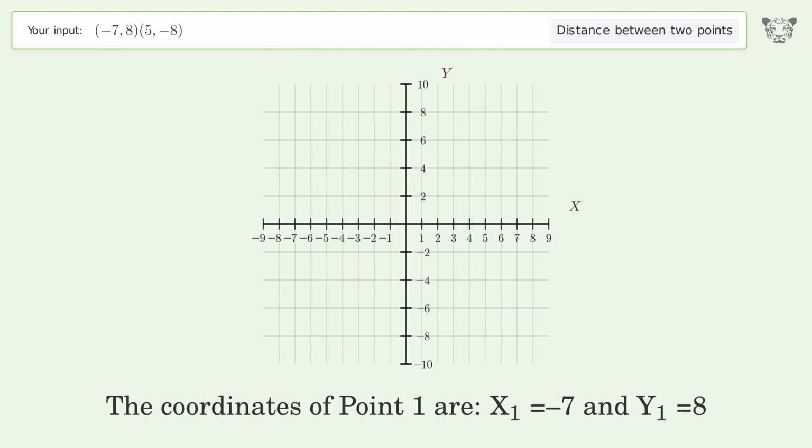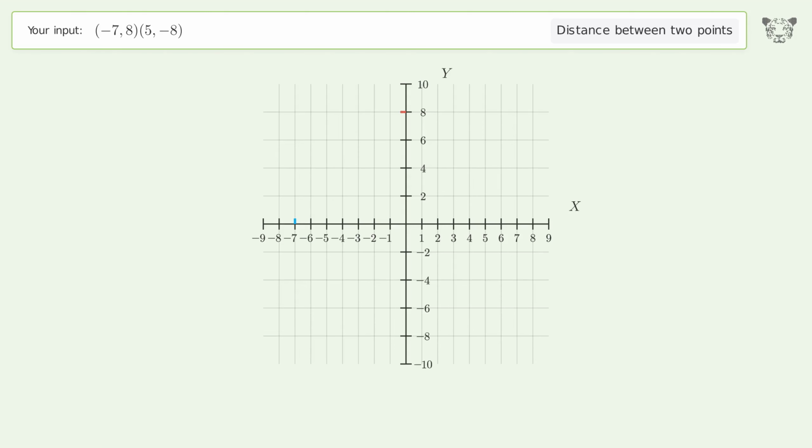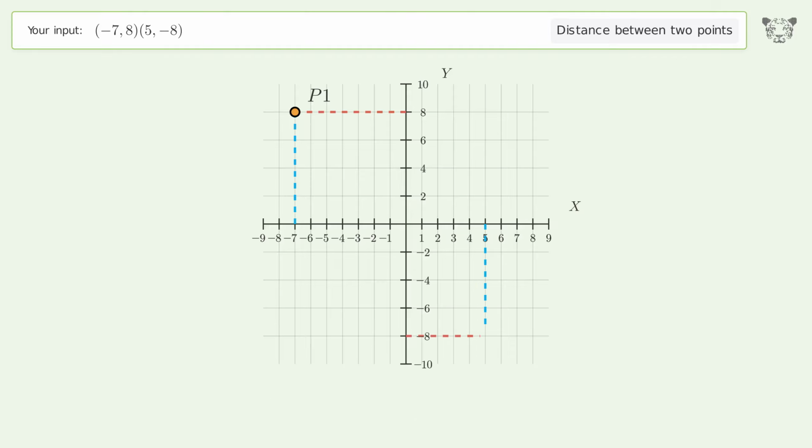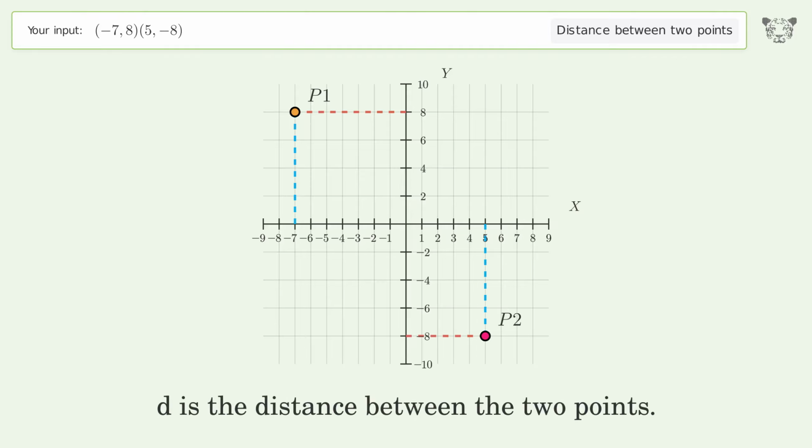The coordinates of point 1 are x1 equals -7 and y1 equals 8. The coordinates of point 2 are x2 equals 5 and y2 equals -8. D is the distance between the 2 points.